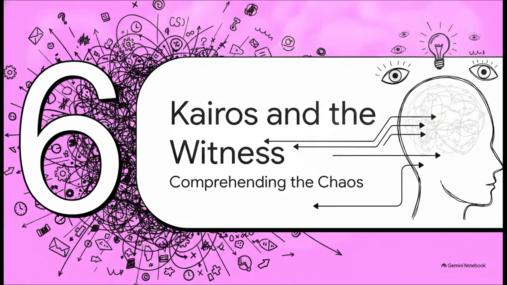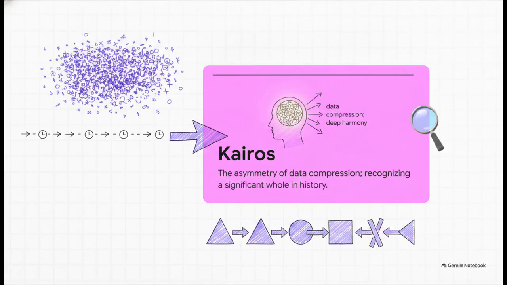Finally, Section 6, Kairos and the Witness, Comprehending the Chaos. But here's the catch. An explosion of information is really just chaos without an observer. To understand how a mind processes this infinite avalanche of data, we have to define a concept called kairos. While chronos is the measurable, linear progression of time, kairos is defined here as the asymmetry of data compression. It's the exact point where the witness, a human mind, recognizes a single significant whole from within the overwhelming factorial complexity of history. It's that sudden psychological awakening that happens when you find deep, profound harmony amidst all the noise.